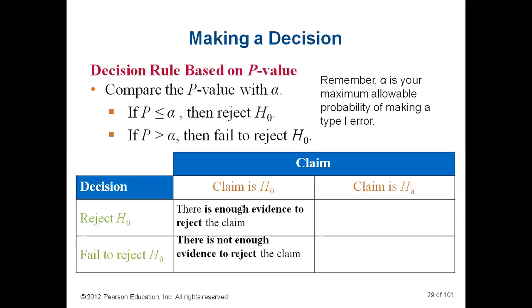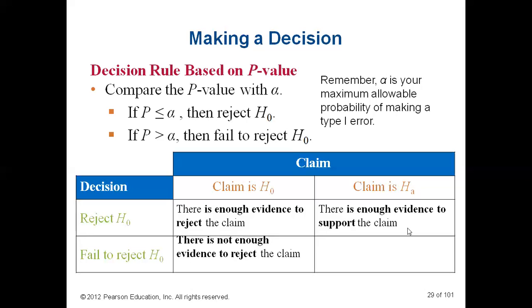Because claim is H0 and we are accepting H0, it means there is not enough evidence to reject the claim. We are accepting the null hypothesis. Here we are rejecting the null hypothesis when the null hypothesis is true. So this is type 1 error.